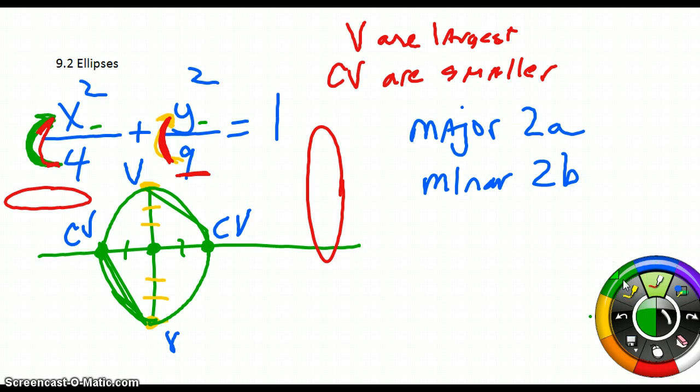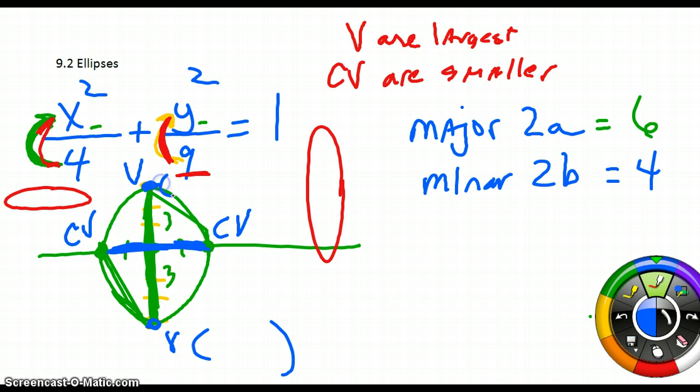2a is the longer of the sides. So since this is the longer axis, this was 3 and this was 3, so 2a will be 6. The minor is the smaller axis. Since this was 2 and this was 2, the minor axis is 2 of those, which gives you 4. Okay. You'll be asked to label the vertices. This time the vertices will be going in the y direction, and the co-vertices will be going in the x direction.